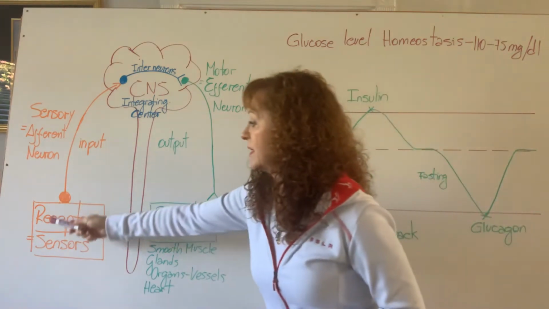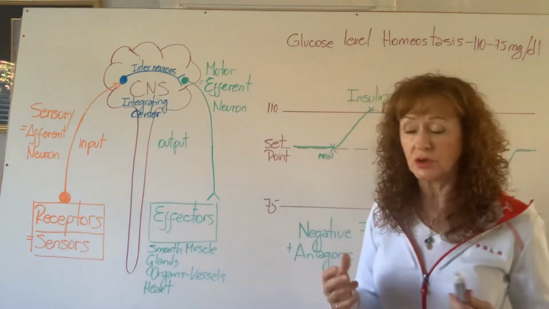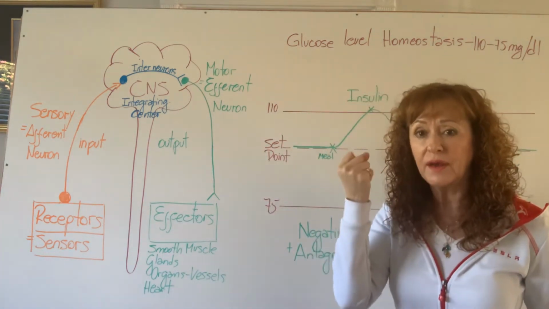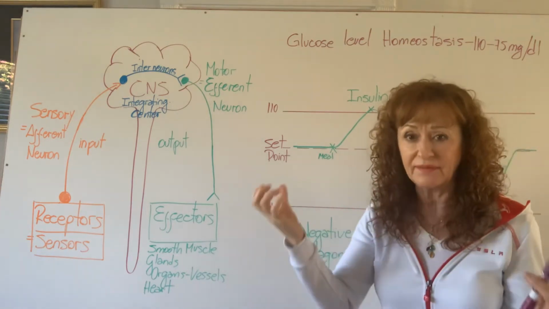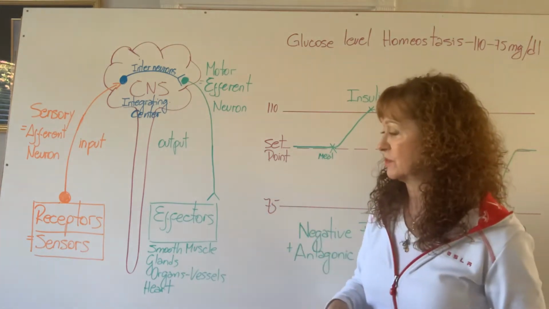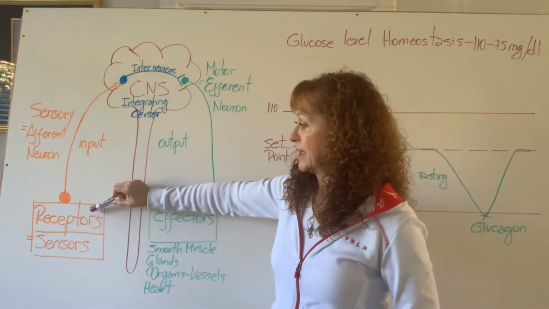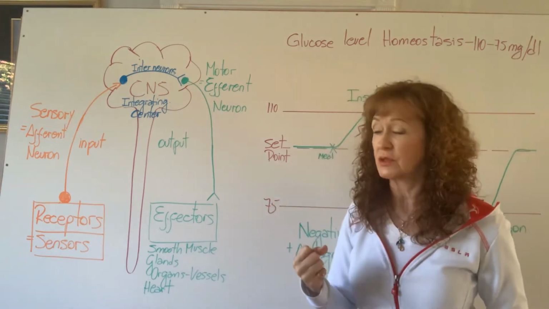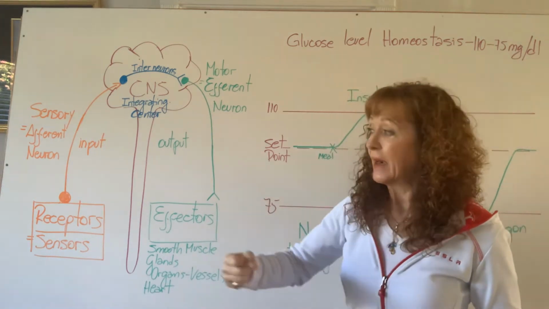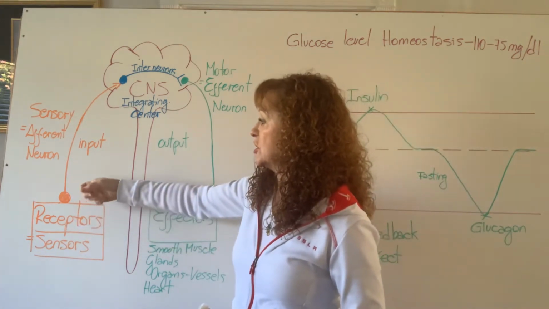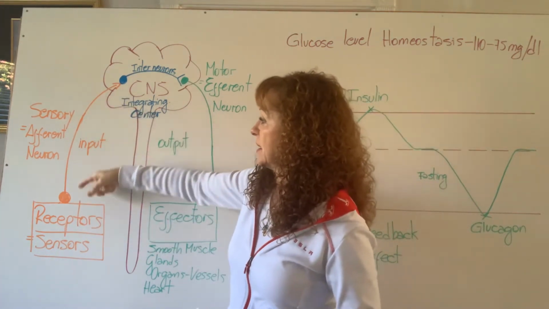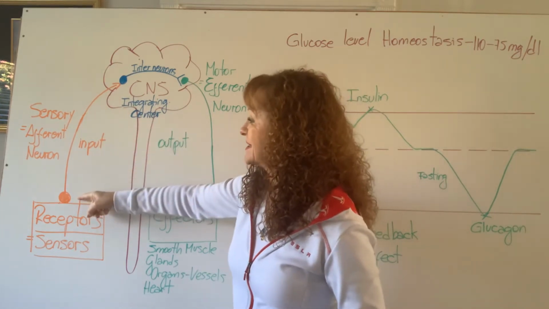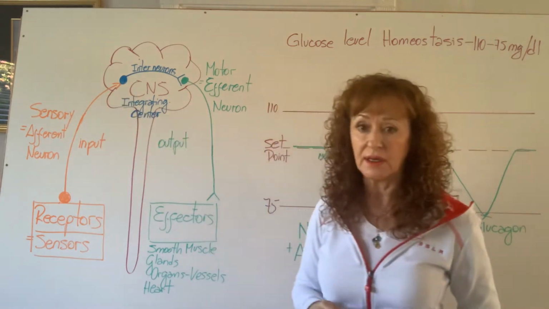In this loop, we have the receptors, and those receptors, also called sensors, are the ones that sense the deviation from the normal of that value, whatever it is, one of those I mentioned before. This change is sensed by the sensors or receptors. That change is using the sensory or afferent neuron, which is considered an input, that sends the information to the central nervous system.